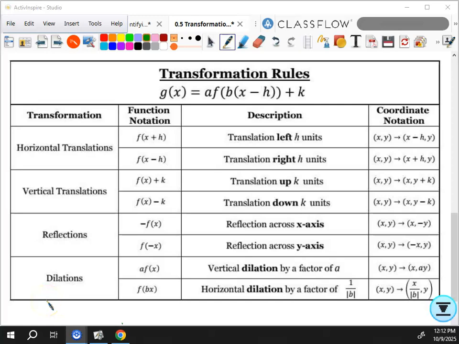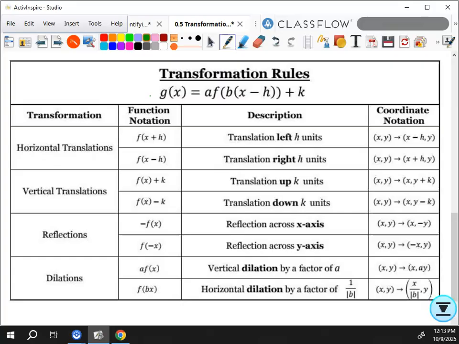So let's start here, okay? Everybody look here. So this is just a little reference sheet for you for all of the transformation rules that you have definitely already learned. But I want you to look at this g of x here that has 4 of the 5 transformations in it that we're going to talk about.